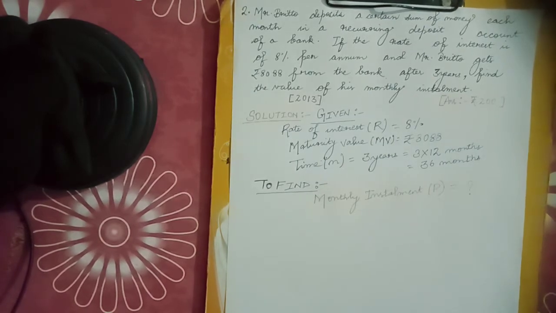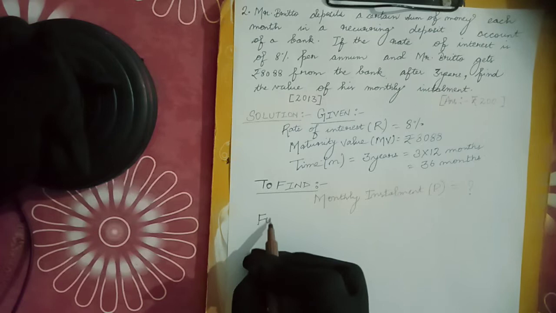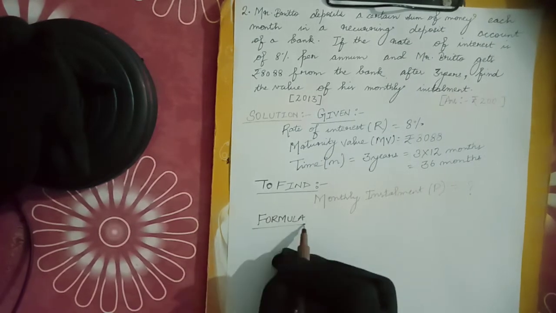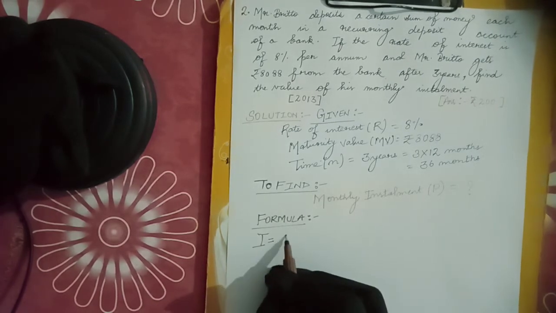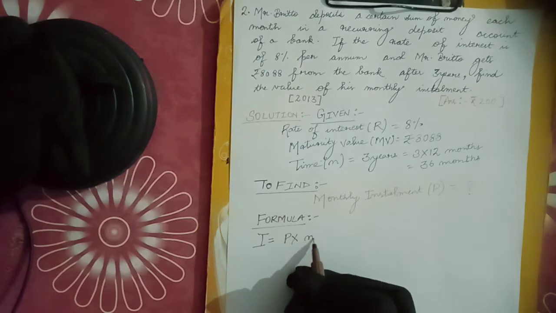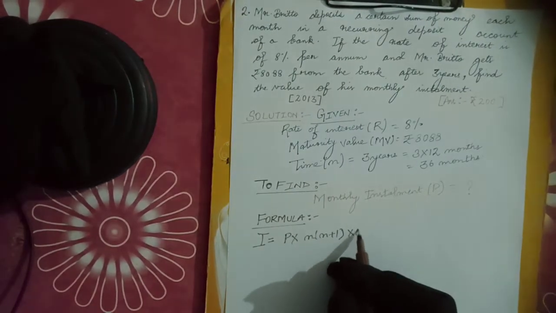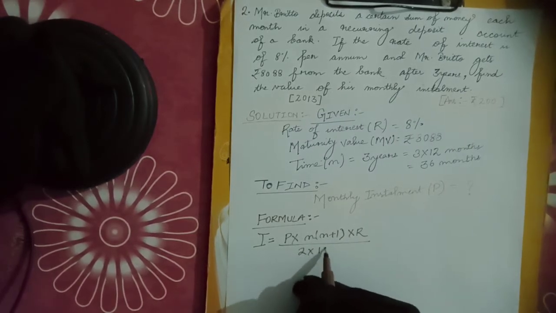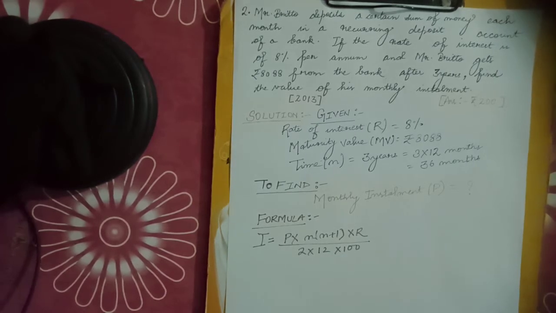Now comes the question of what formula we would be going to use in this given scenario. The first formula we always use is the interest formula. And what is the formula for interest? In recurring deposit account, I is equals to P into N into N plus 1, into R by, here in the denominator write 2 into 12 into 100. Clear?